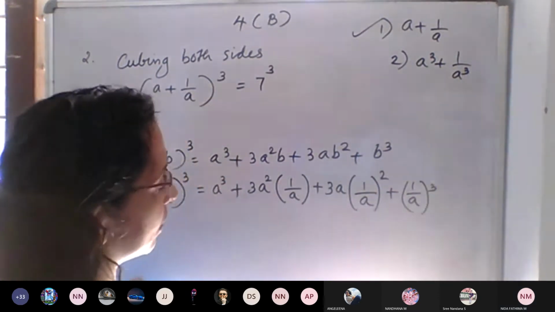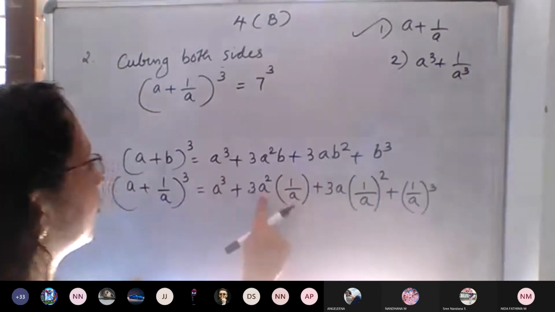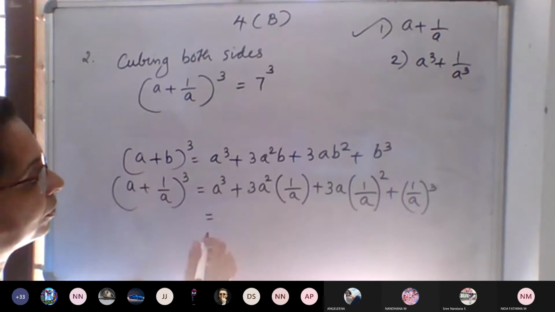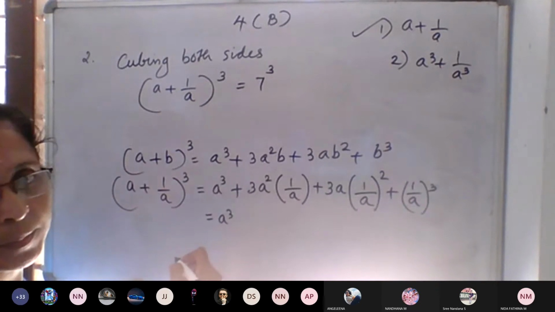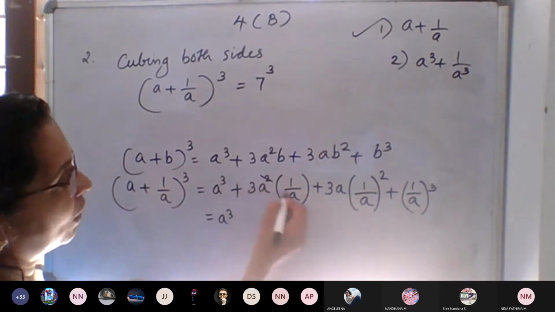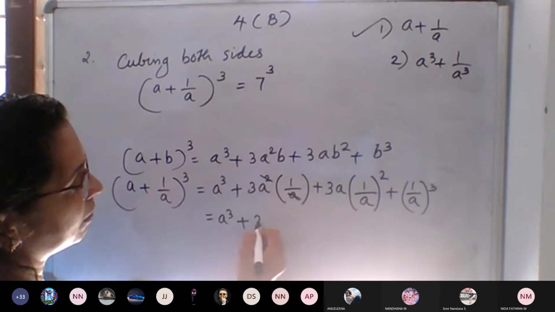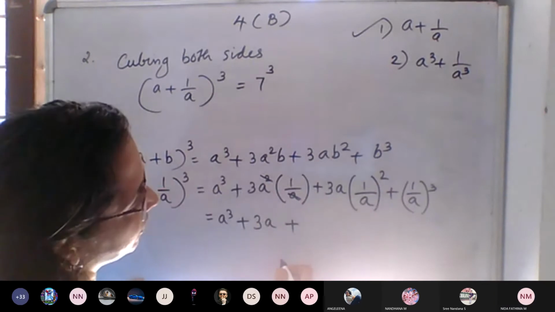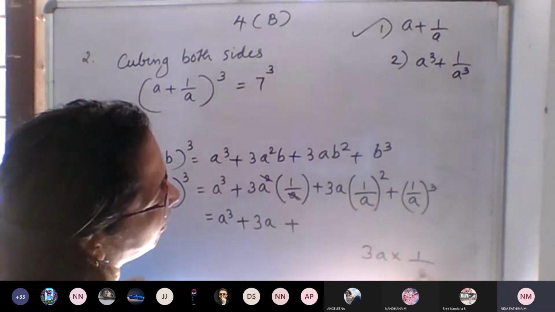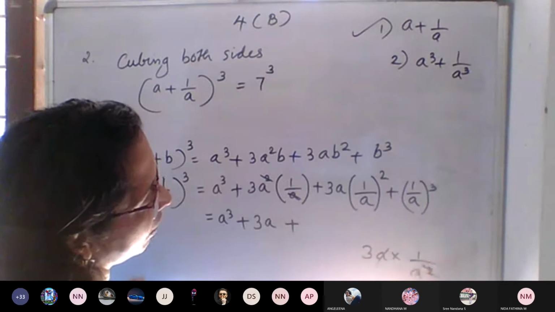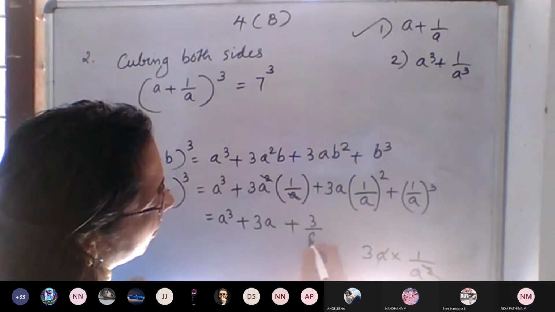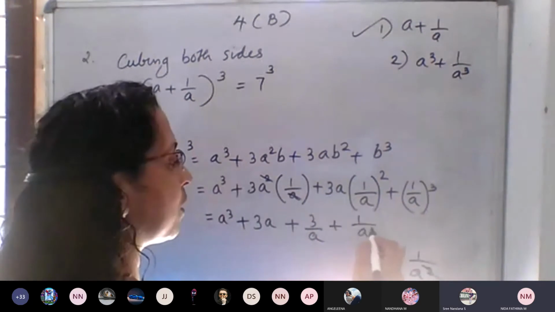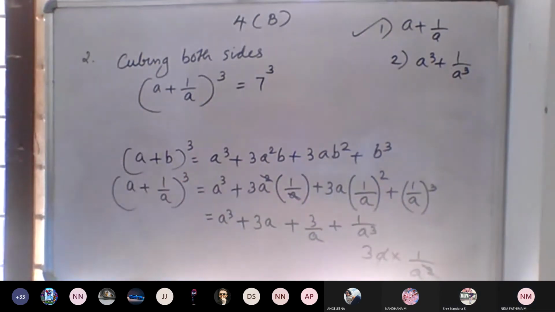Don't write this now, only write the formula. First page, we want to write this formula, that's why. It is equal to a cube, here a square and 1 by a we can cancel, no? Plus 3a, plus 3 times 1 by a square, so a cancels, 3 by a, isn't it? 3 by a plus 1 by a cube.